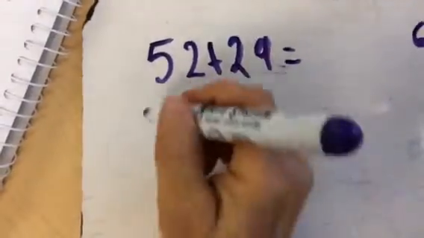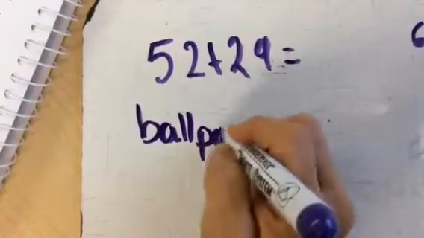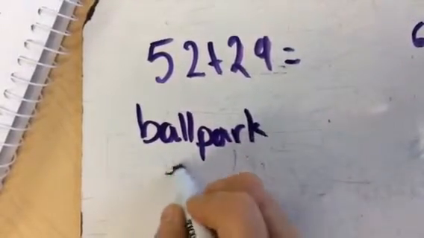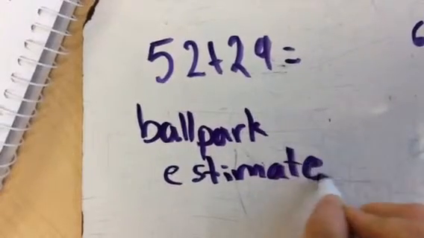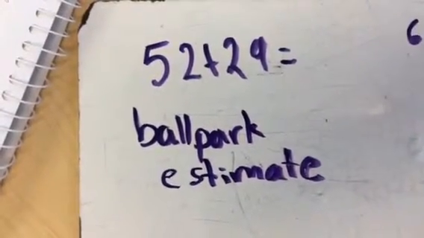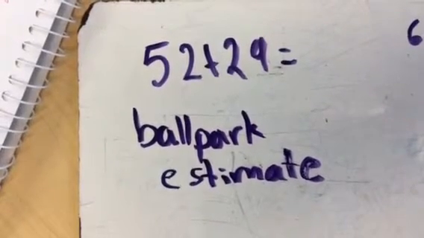So today we're going to talk about a thing called ballpark estimate. Now, ballpark estimate comes in handy oftentimes when I'm grocery shopping and I think, do I have enough money for something? But I also sometimes, when I'm adding big numbers, want to get just kind of roughly an idea of how much two numbers might be added together. And so ballpark estimate helps me do that.